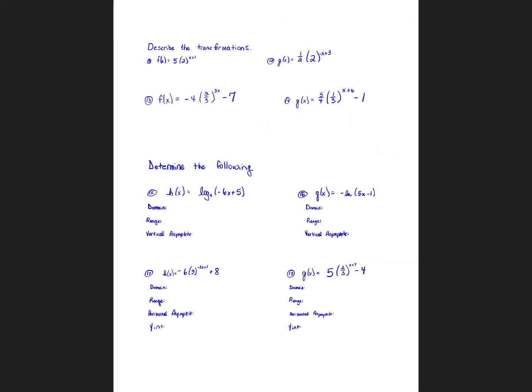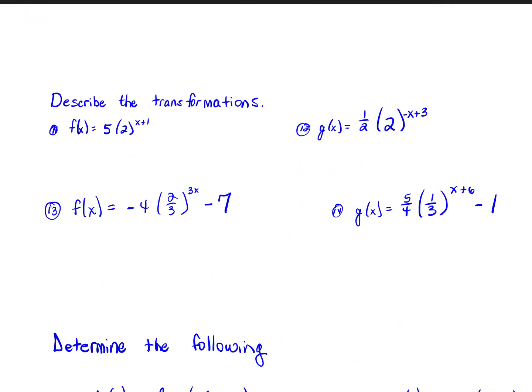If we look at the second page, the first thing on that second page tells you to describe the transformations. With these, you have to remember what we did in the beginning of the year with the transformations. If we had things in front or at the very end, they were happening vertically. If we had things in parentheses, so in this case, it's going to be in the power, if it's in your exponent, it's happening horizontally. If it happens horizontally, think opposite.